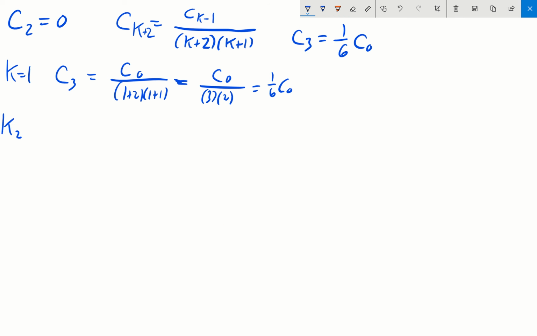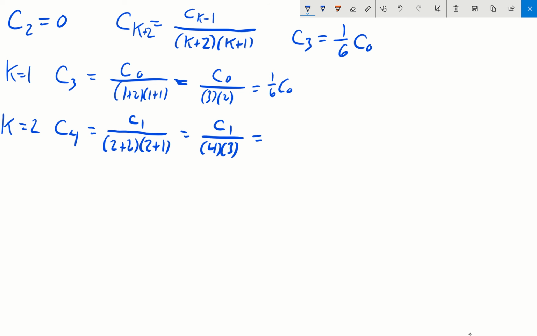If k equals 2, then we get c4, 2 plus 2 is 4, is going to be equal to c of 2 minus 1 is 1. So we get c1 divided by 2 plus 2 times 2 plus 1. So this is c1 over 4 times 3, which is simply 1/12 c1.